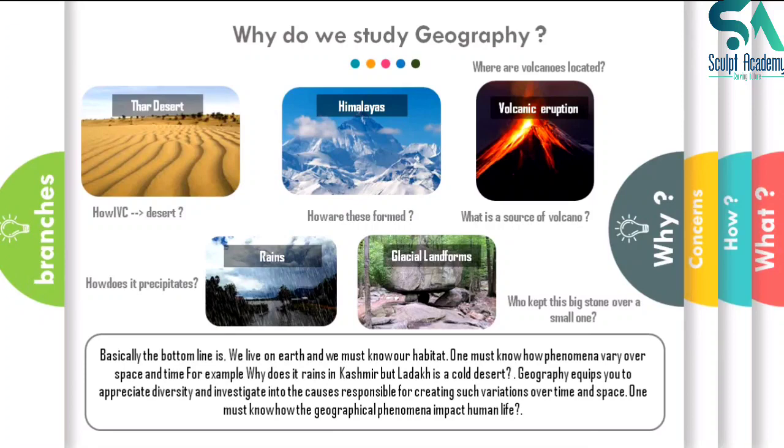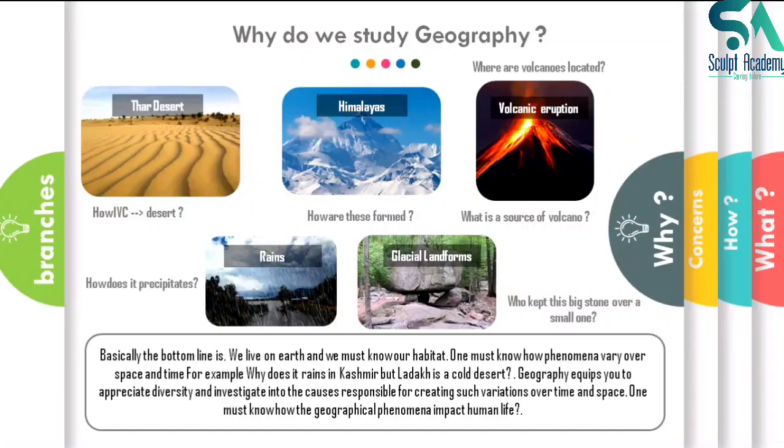Basically, the bottom line is we live on earth, and one must know where one lives. One must be aware of one's own habitat. One must know how phenomena vary over space and time. What happened in history on the earth's surface, what will happen in the future, how phenomena differ from India to America, what the physical features there are. So one must be aware of the phenomena happening throughout the earth's surface, or at least of one's own habitat. For example, why does it rain in Kashmir but Ladakh is a cold desert? That is a curious question.